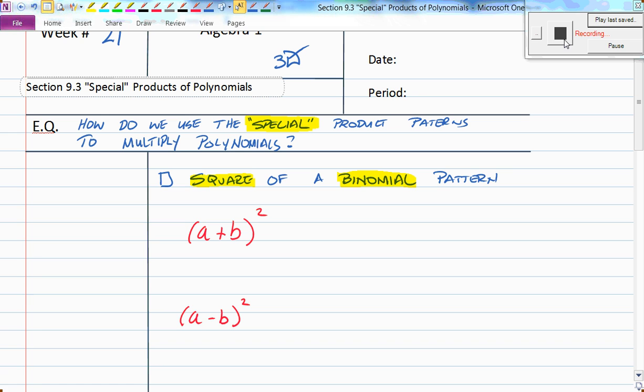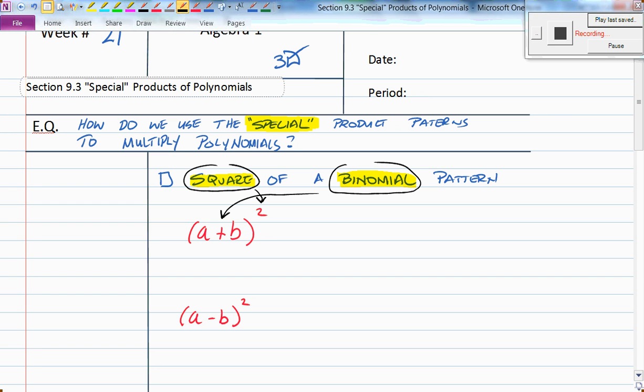Okay, the square of a binomial pattern. I want to point out to you what the square part means here. When it says the square, that's referring to the exponent. The exponent is a 2. Whenever the exponent is a 2, we call that something squared. And then the binomial part is referring to the fact that this is a binomial here. This is a plus b. And the a and the b are just a generic, any old, regular binomial pattern.